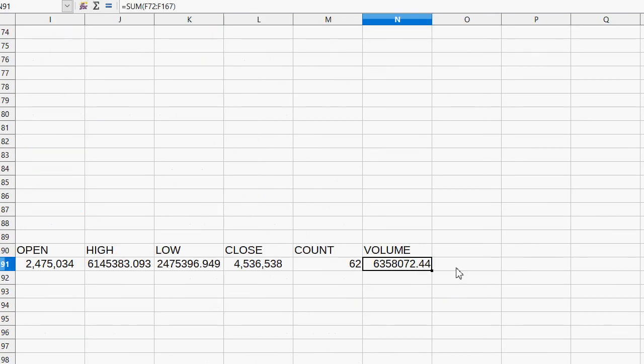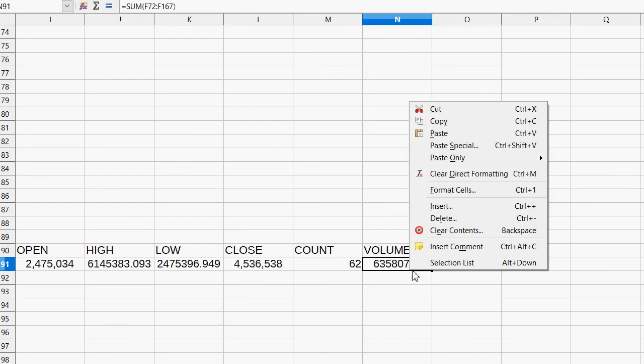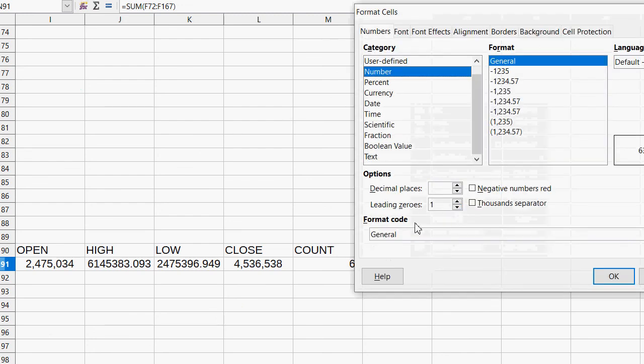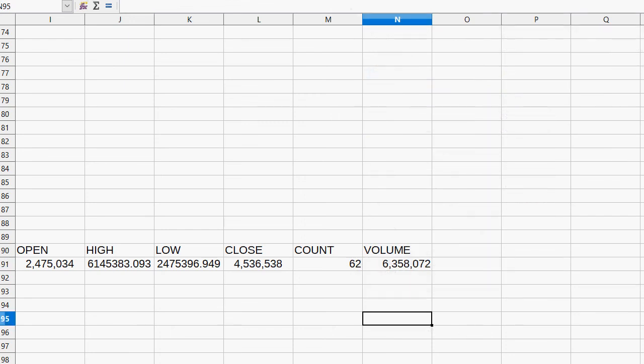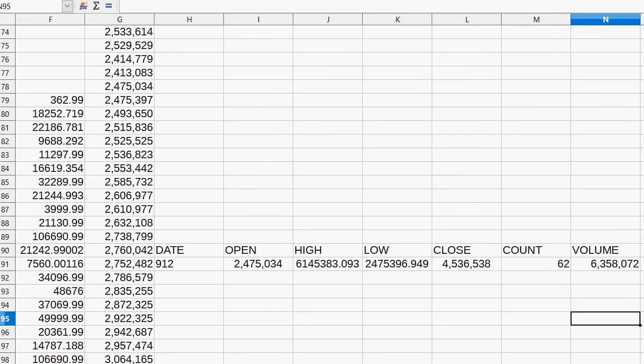And for me, this is hard to read. So that's why I'm like, oh my goodness, I always have to do this: put it to 0 decimals and put the thousands separator in. So the net volume was 6.4 million. All right, there you have it.